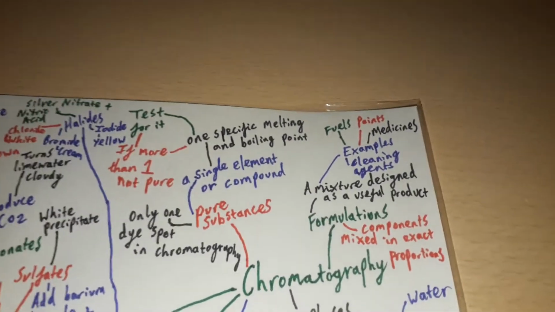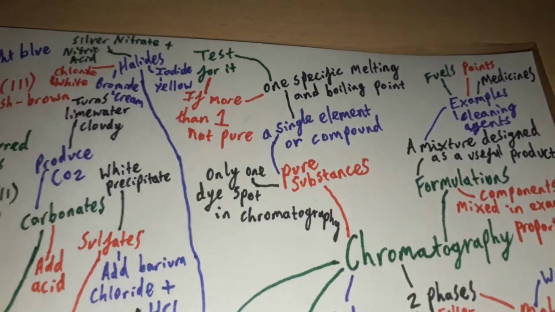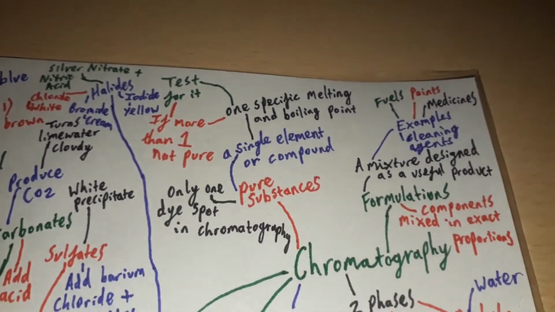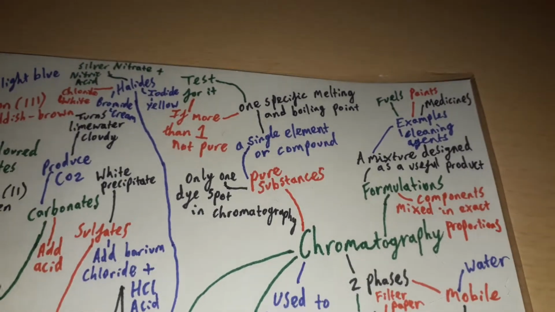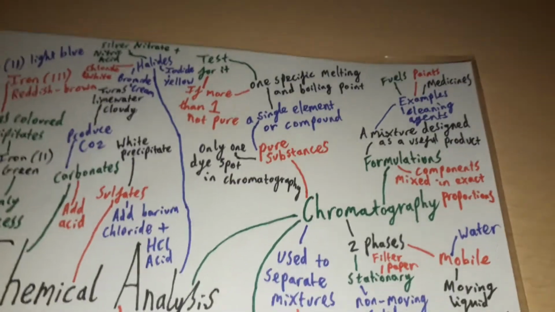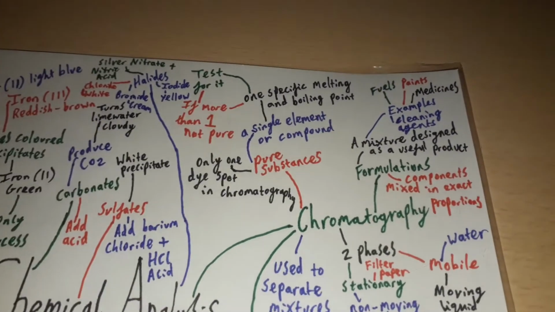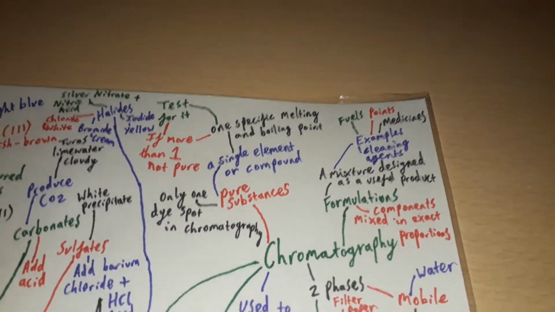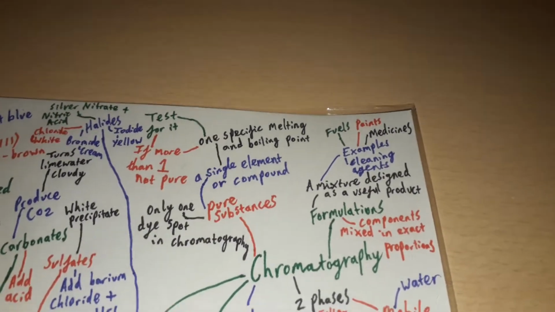And if it has multiple of either, then the substance is not pure and it must be either a mixture or a formulation. Another way to determine pure substances is whether they have only one dye spot in chromatography, as the amount of dye spots in chromatography points out the amount of elements or compounds that make up the mixture.